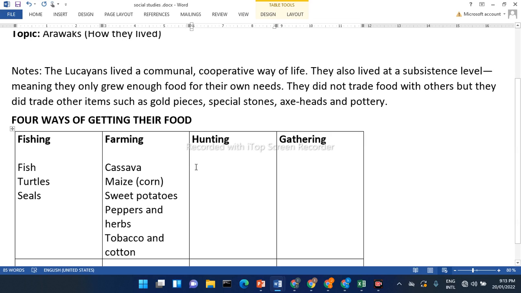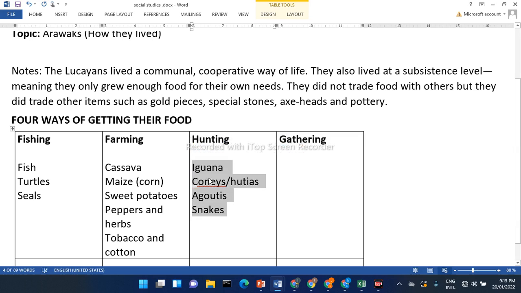Now hunting, so they have the herbs and things on the ground, but they also had some meat in their diet from the fishes and the turtles and the seals. Also from hunting too, they also had meat in their diet. So they used to eat the iguana. So they would hunt for the iguana, the conies, and gutias, right? Then agoutis, and snakes. All right, so these would be a part of their diet.